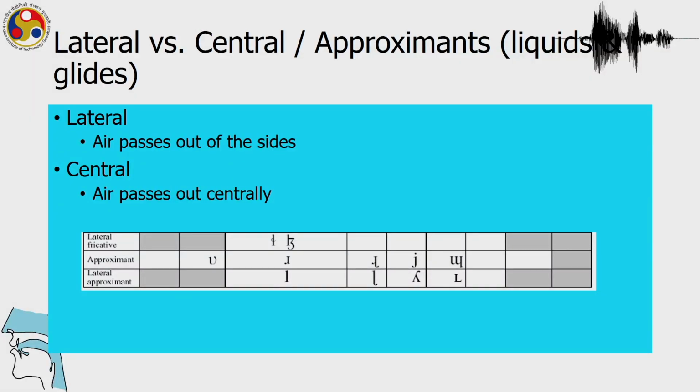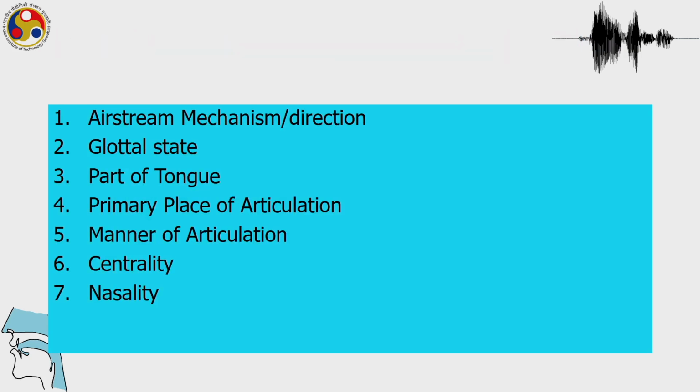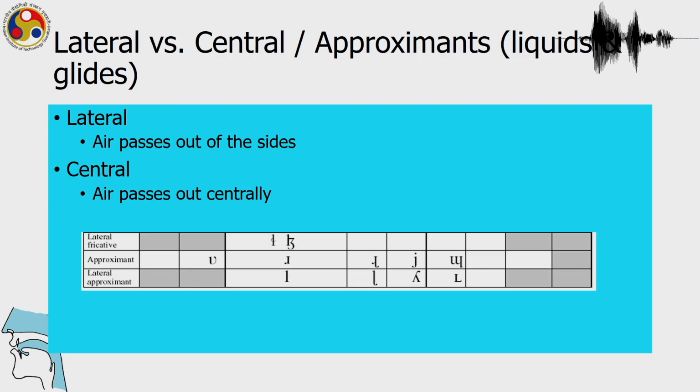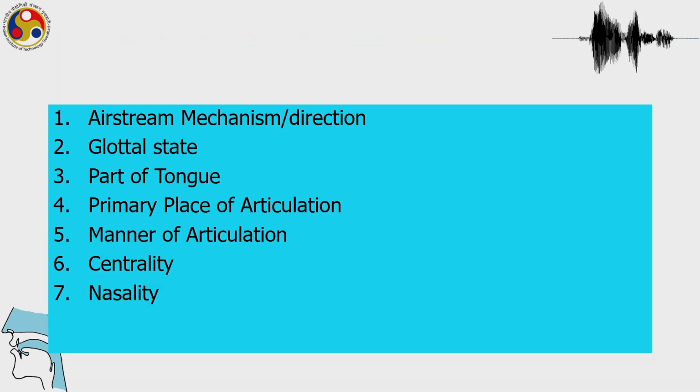So before we go on to other aspects of sound production, let us see a few other things like laterality versus centrality. So a lateral sound is when air passes out through the sides. Central are the ones when air passes out centrally. Now, talking about the various aspects of sound production, we just saw lateral versus central. There are other things as well.